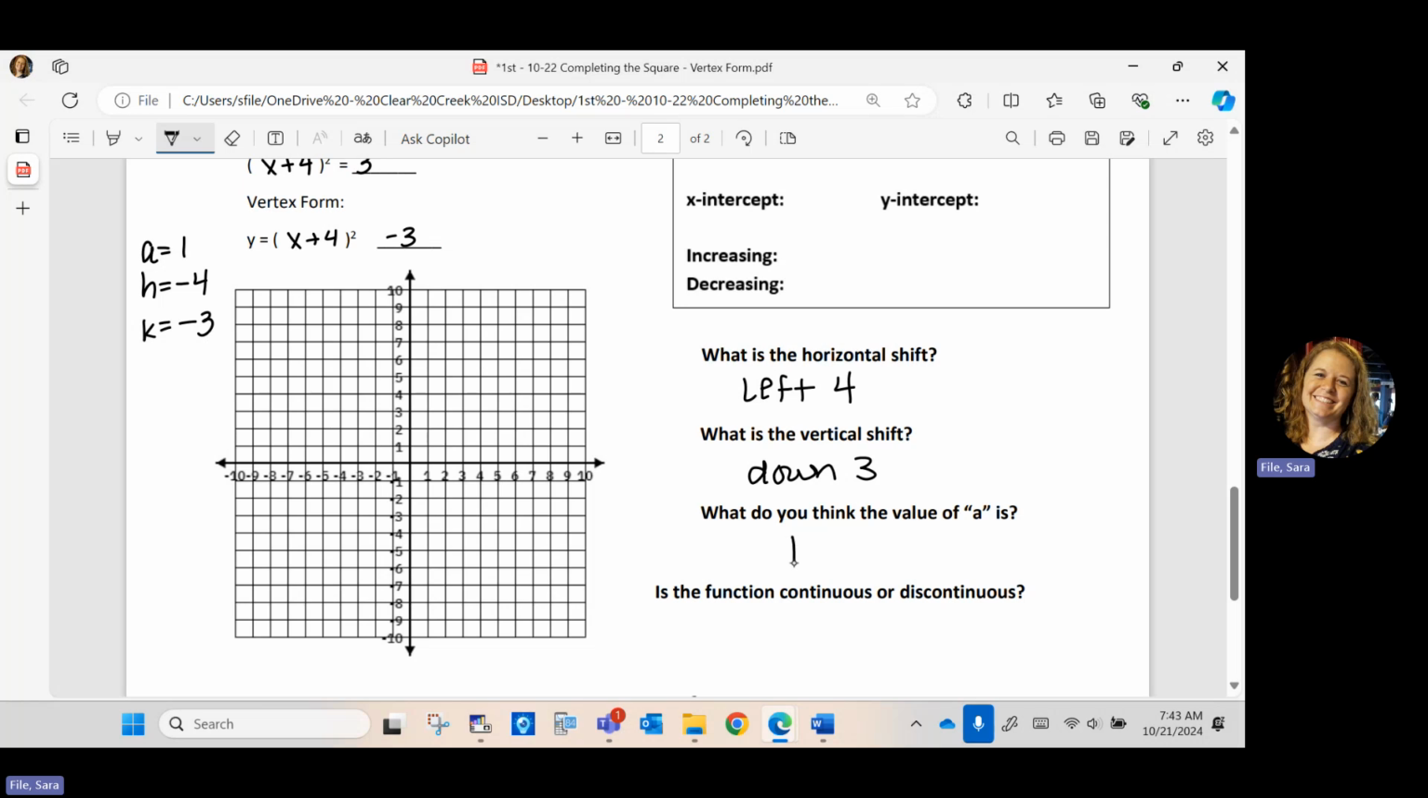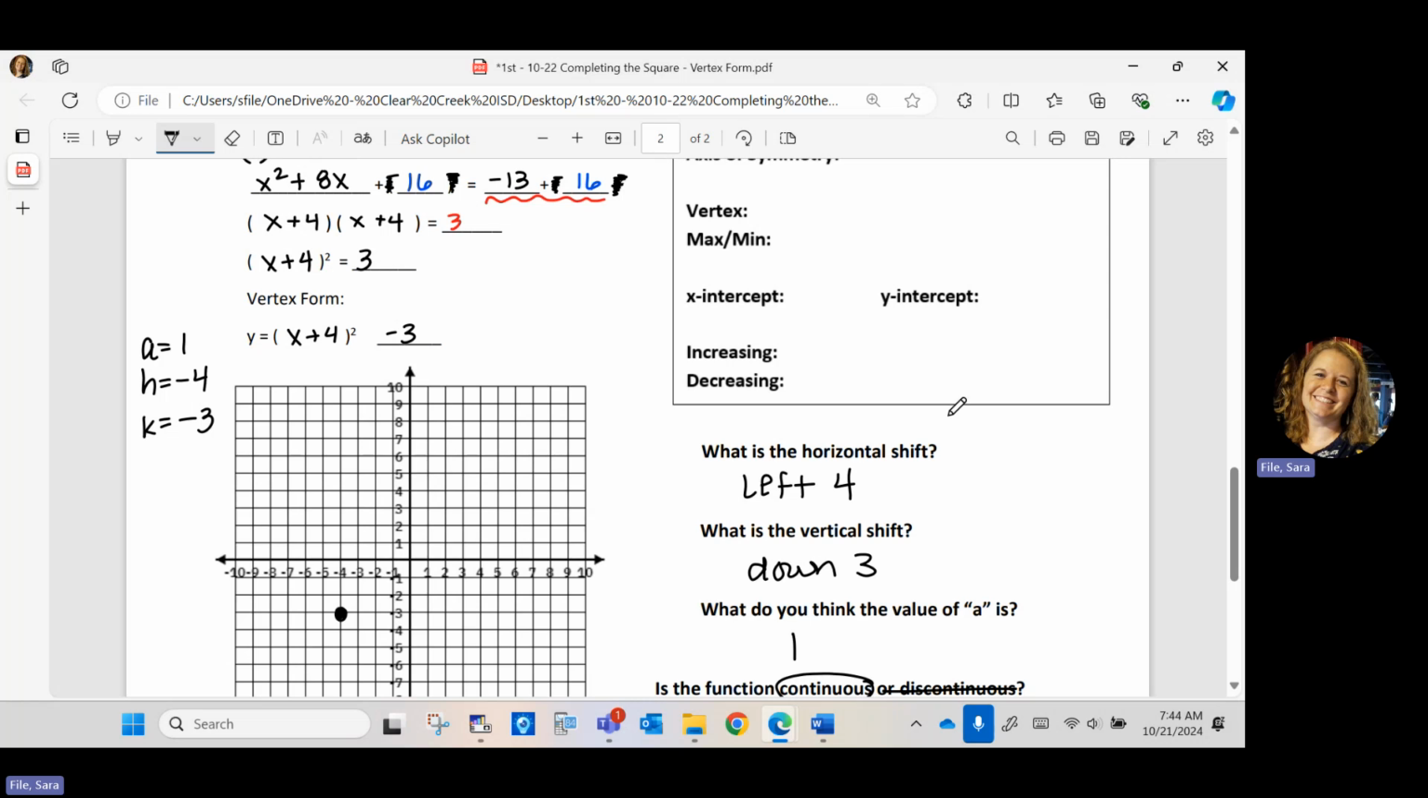We said A was 1, and we said this function will be continuous. So let's go ahead and plot. If I go left 4, down 3, that's where my vertex is. So I plot my vertex. I'll write that up here. We're at -4, -3. Now, since A is a +1, this is going to be opening up again, so that's going to be a minimum value again.